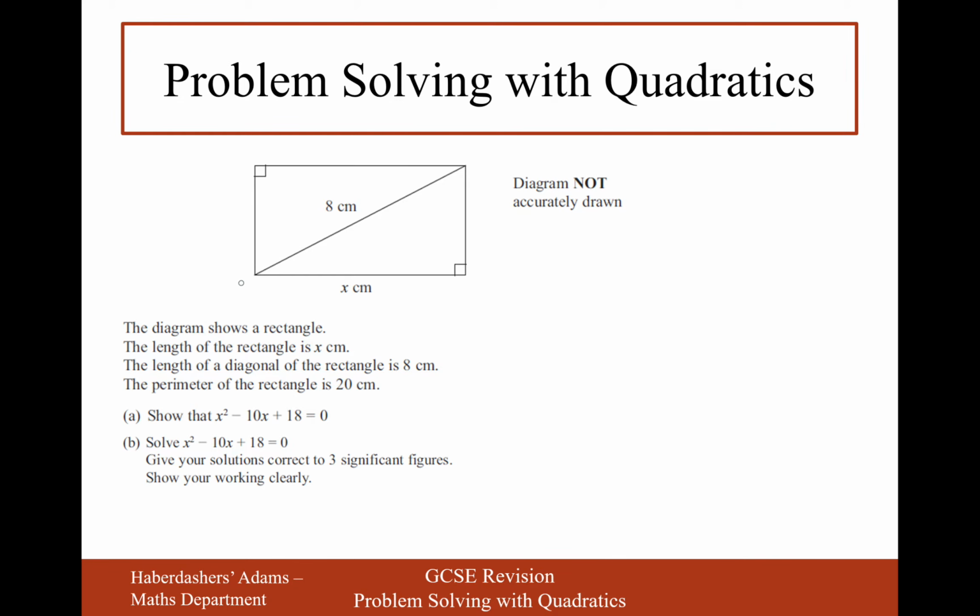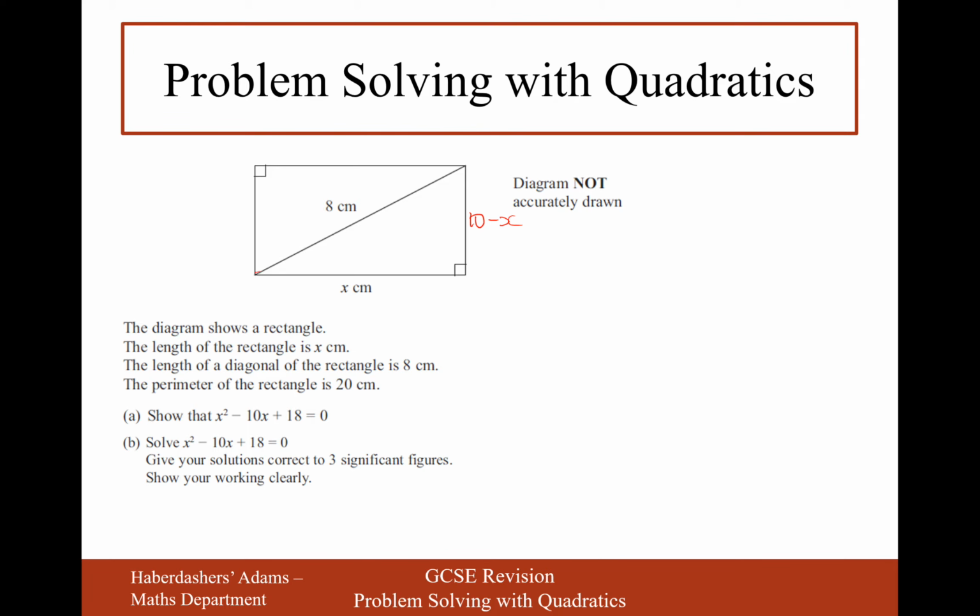Okay, so in this diagram we have a diagonal of length 8, we have one side of length x, and we have a perimeter of 20. So that must mean that all 4 of these sides must add together to make 20. Let's split it up into a length and width pair, so that each length and width pair will equal 10, because we've got 2 of them. So therefore this length over here is going to be 10 minus x.